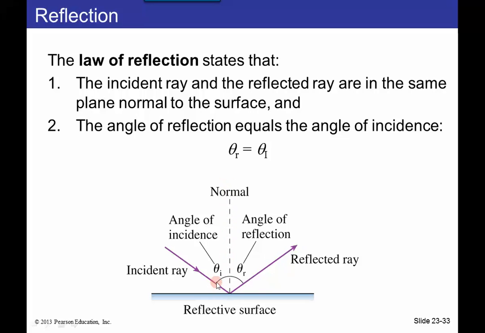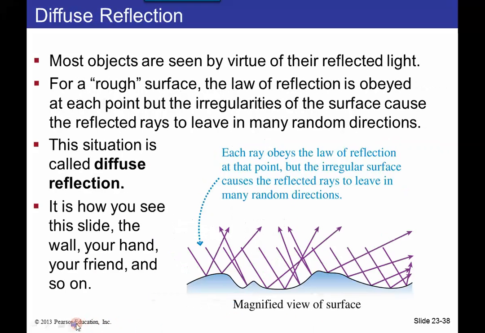So you can measure this angle theta I, the incident angle, right? The angle of incidence. And you can measure this angle theta R, the angle of reflection. And what you find experimentally, and this is the law of reflection, is that these two angles, the angles the rays make with the normal, are equal. So that's the law of reflection.